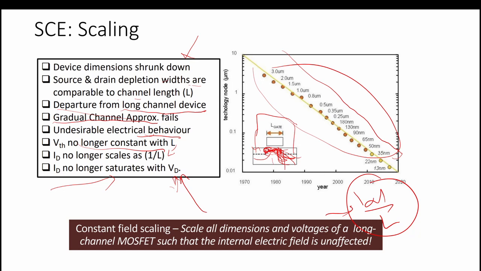So how do we scale? There is constant voltage scaling and constant field scaling, and constant field scaling is what we will learn. Scale all dimensions and voltages of a long channel MOSFET such that the internal electric field is unaffected. The electric field at this point should not be affected.